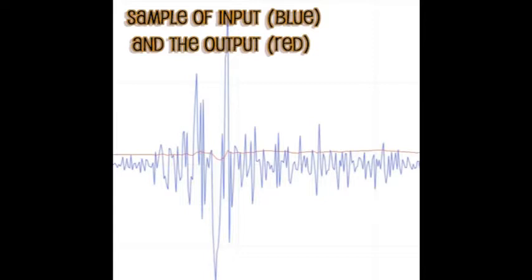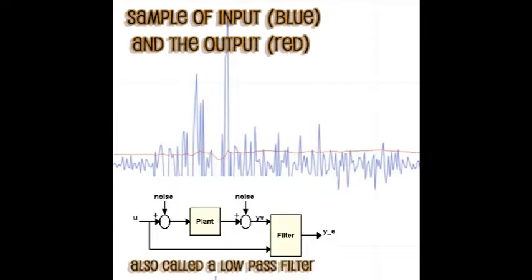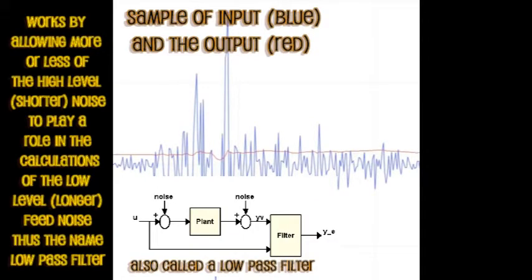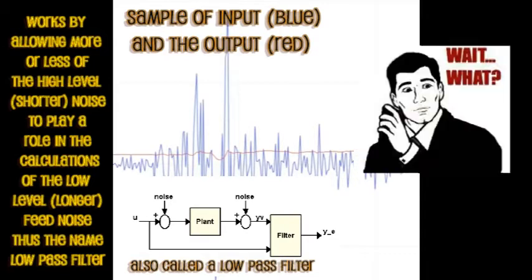The Kalman filter is a type of low-pass filter. It lets more or less of the shorter duration high-level noise affect the math of the longer duration low-level noise in the data feed. This is fed into the motors, which affects the gyroscope's output, thus returning the feed.